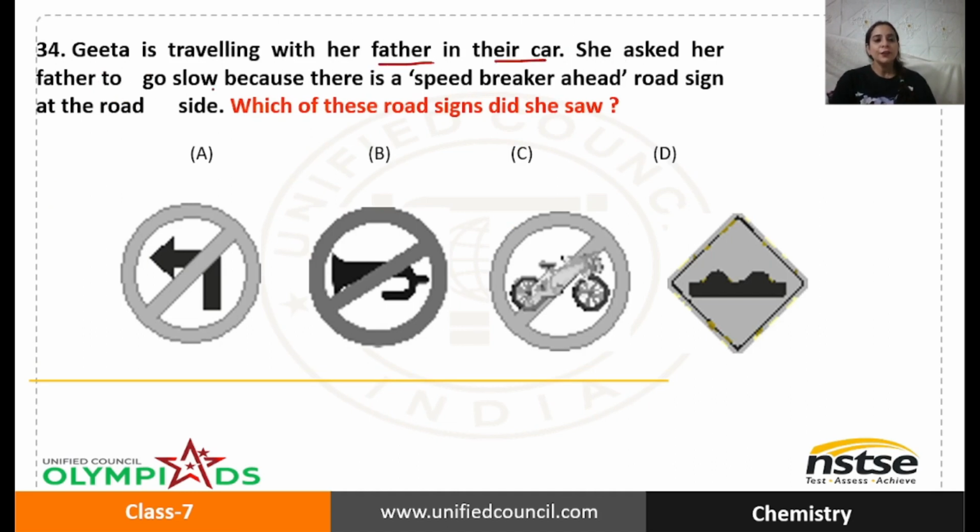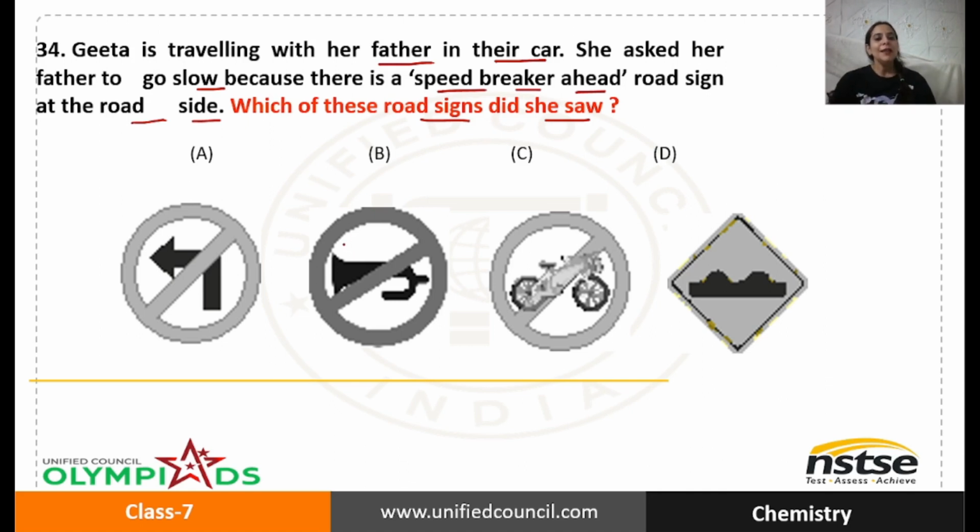She asked her father to go slow because there is a speed breaker ahead, a road sign at the roadside. Which of these road signs did she see? Now let me tell you, when we are going on the road, you must have seen there are a lot of road signs written. And even there are milestones which indicate to which place you are going, or how far is that particular place.